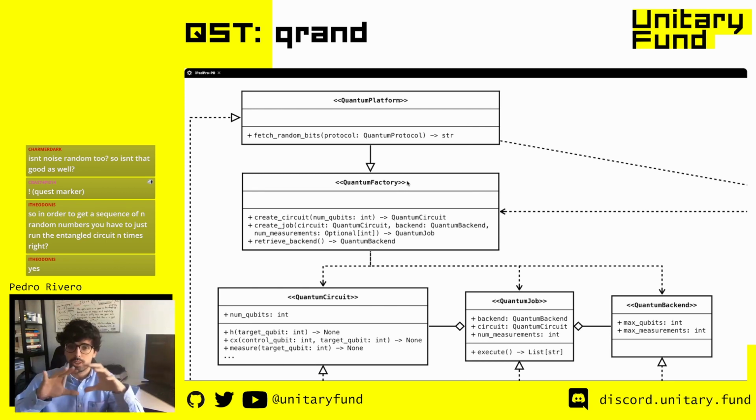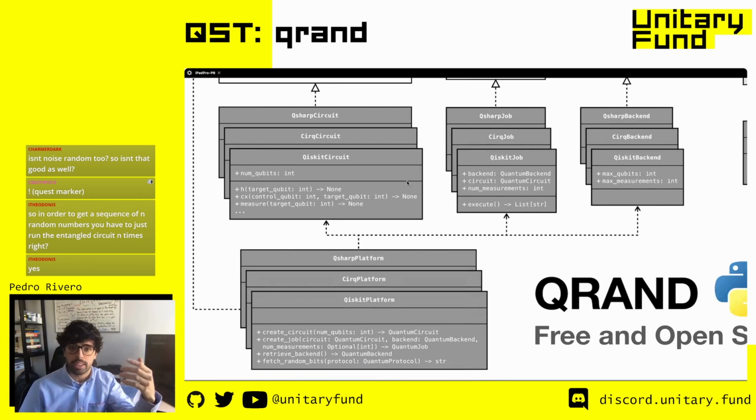What this is doing is providing a common API for all the different platforms that are out there. So for instance, we can have a qiskit platform that allows us to create qiskit circuits, qiskit jobs, and qiskit backends. But we can also have a qsharp platform that allows us to create qsharp circuits, qsharp jobs, and qsharp backends. And the same for cirq or any other given platform that you'd like. As of today, we only have implemented qiskit and qsharp, and we're working on cirq. So stay tuned for that.